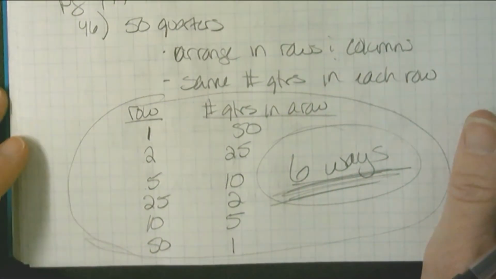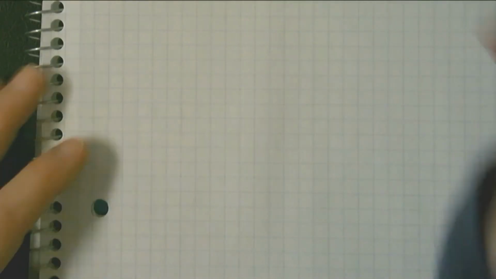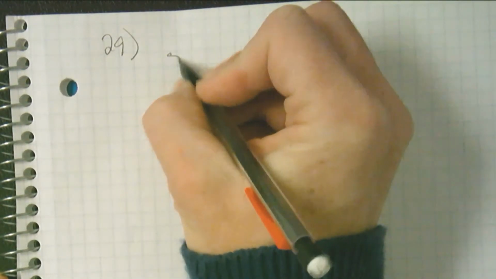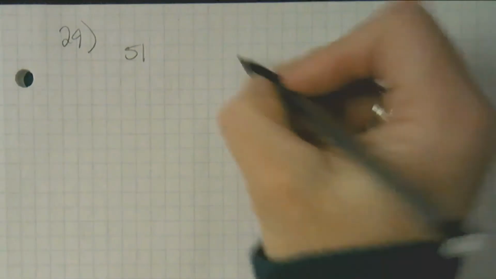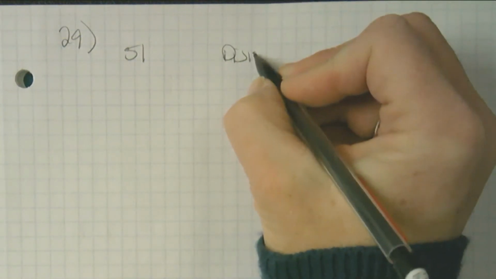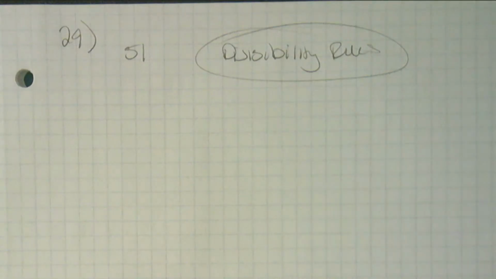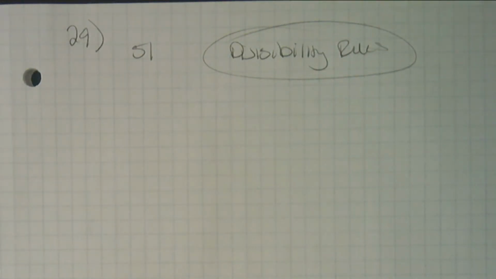Ada, what can I do for you? You want to look at 29 and why 51 is not prime? Because it's divisible by some other number than 51 and itself. All right, so if I take a look at 51, this is when we use our divisibility rules. It's really important that we use our divisibility rules, and you guys got to remember those. You guys did those last year.